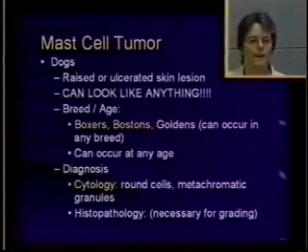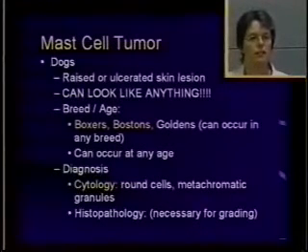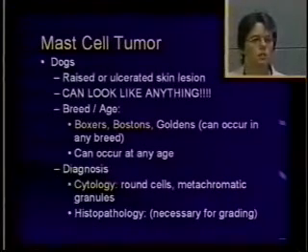Mast cell tumors are very common tumors. We see them in dogs, and they can look raised or ulcerated on the skin. They can actually look like pretty much anything. They can look and feel like lipomas. They can look and feel like cysts. And so it's very important, especially when we have breeds that we know are predisposed, such as Bostons and Boxers, we need to do cytology on these masses.